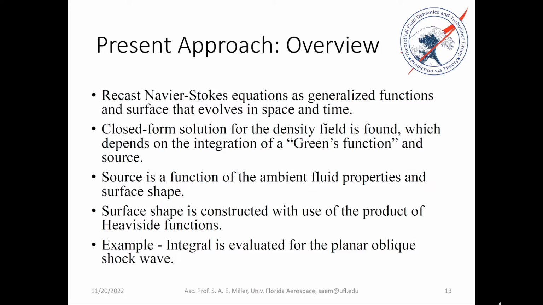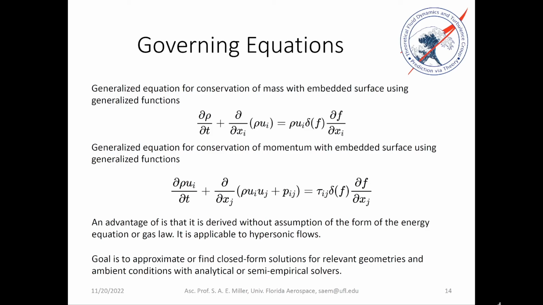So we'll just write down the equation and see if we can find functions to give a valid solution. The source is only going to be a function of the ambient fluid properties, vector Mach number, and surface shape, and it should only be constructed with the product of generalized functions, in particular a product of Heaviside functions. Here are the governing equations, which are written as generalized functions.